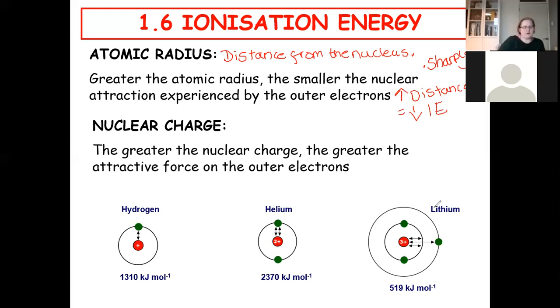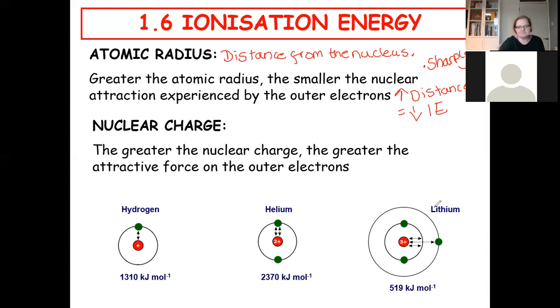Nuclear charge then. Okay, so nuclear charge is that thing that I was talking about. This one really applies to successive ionization energies even more than atomic radius. So the greater the nuclear charge, the greater the attractive force on the outer electrons. What we mean by that is the greater number of protons, so the nuclear charge being the charge from the nucleus, the greater the positive charge from the nucleus is, the greater the attraction of electrons to the nucleus. So we've got 3 examples here: hydrogen, helium, and lithium.